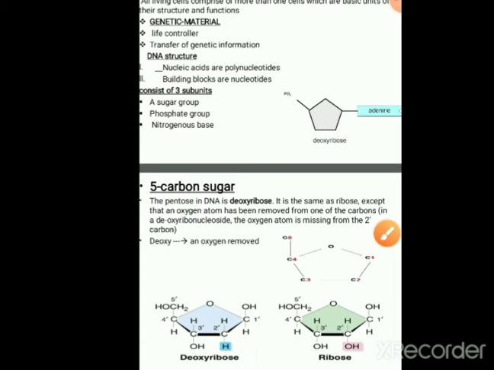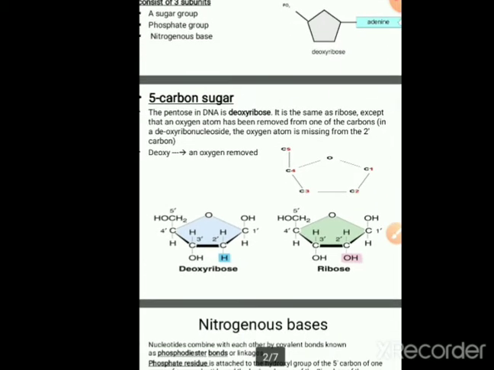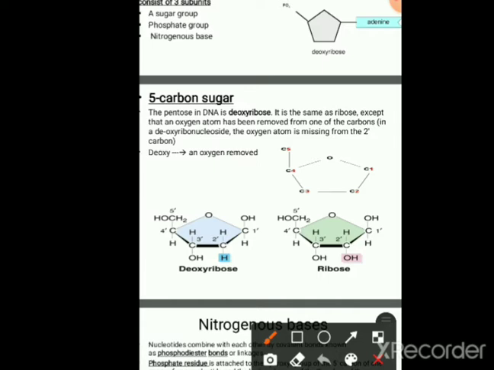A five-carbon sugar is available. The pentose in DNA is deoxyribose. It is the same as ribose, but the difference is that on carbon number two it lacks an oxygen atom, while ribose contains an oxygen. That is the major difference, and it changes the classification of nucleic acids into DNA and RNA. The word deoxy means it lacks oxygen.